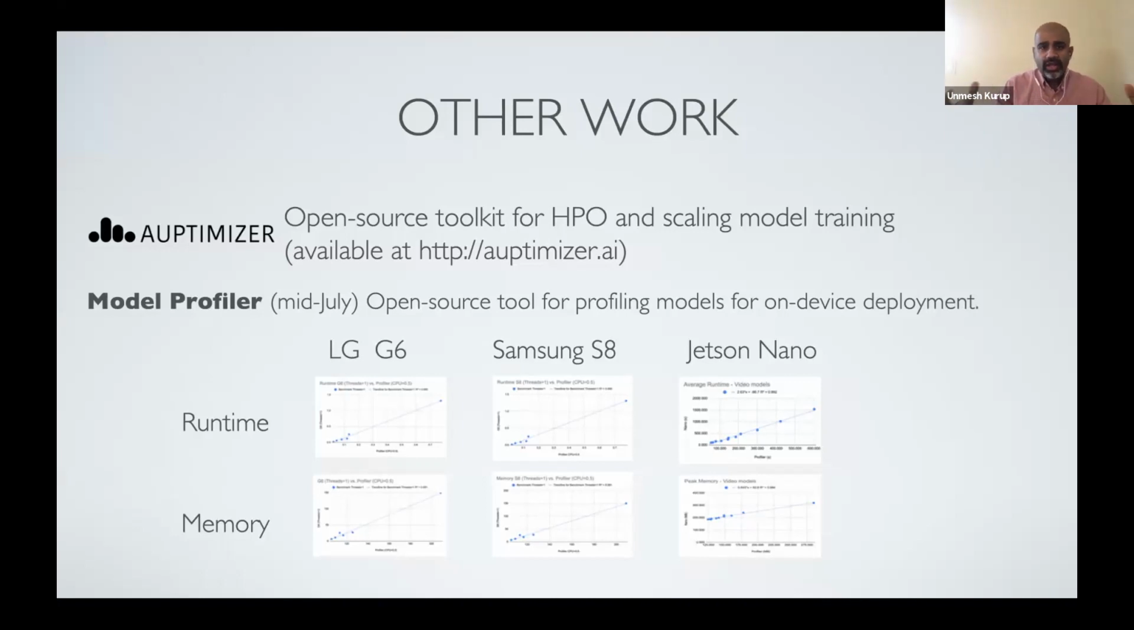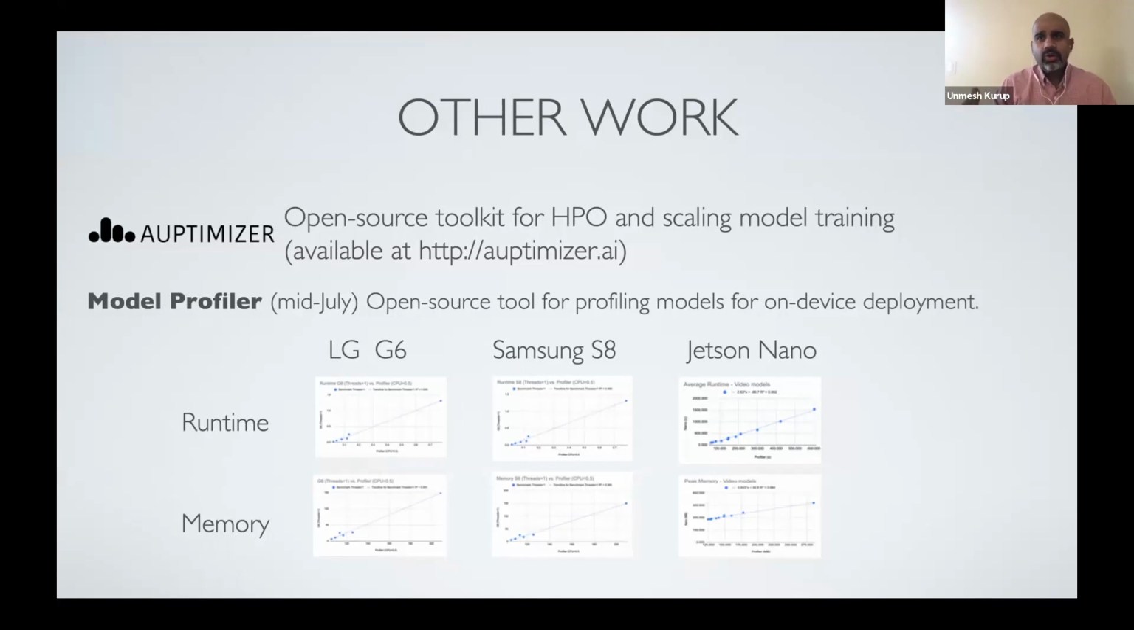So if you try a few different models on Profiler and it tells you that, hey, this model right here runs the best, it's very likely that it's going to run the best on that device. So you don't have to deploy all these models to figure that out.